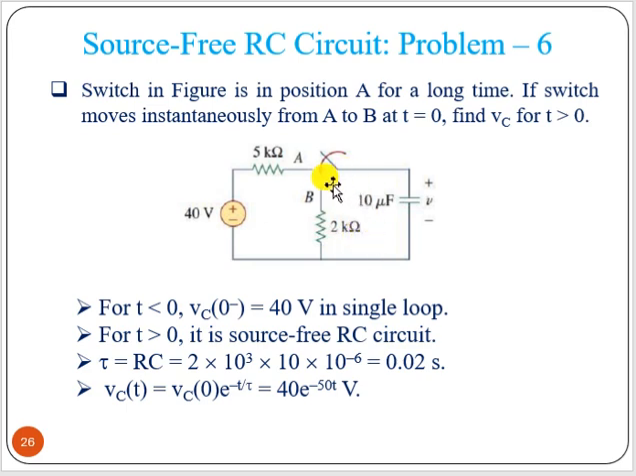At t equal to 0, this switch moves to point B. If it moves to point B, what happens? It will discharge through the 2 kilo ohm resistor. So we have to find out Vc.